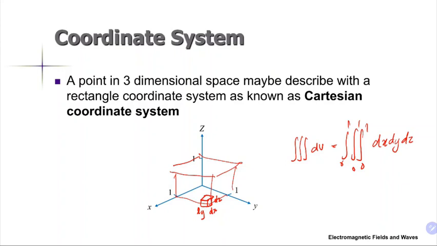In a coordinate system like this, every point in space can be written down as x, y, and z. In terms of a vector, that will be a vector pointing from the origin to that particular point x, y, and z. Similarly, you learned in two dimensions.